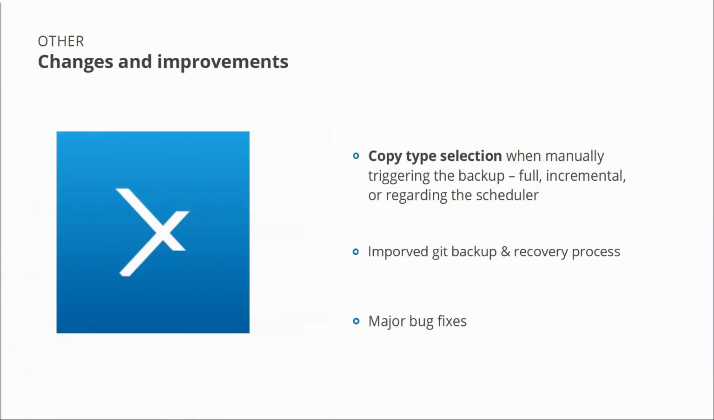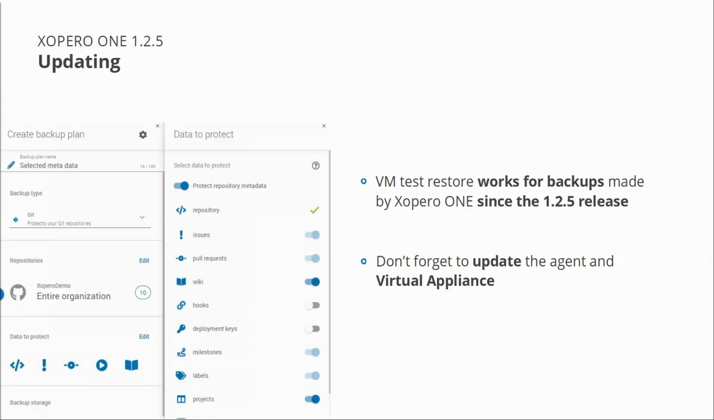And there are, of course, a few more changes and improvements. For example, with the basic backup scheduler, you can easily select what kind of copy should be done when you're triggering the backup manually. So, for example, if you want to trigger a full copy, you can do it with just a few clicks and you don't have to change the scheduler or anything else. There is also an improved GIT backup and recovery process to make it faster and more reliable. And of course, there are a lot of major bug fixes. Maybe not a lot, but we can find some major bug fixes.